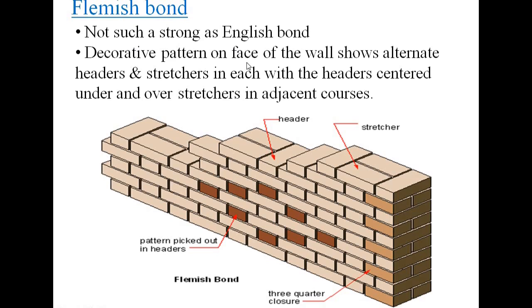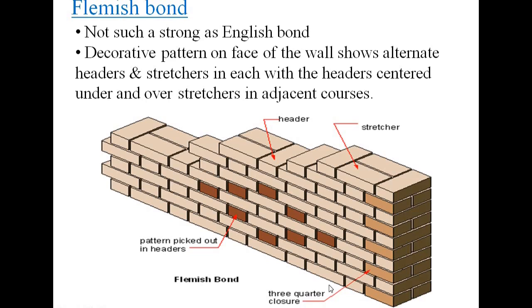The decorative pattern on the face of a wall shows alternate header and stretcher in each course, with the header centered under or over a stretcher in adjacent courses. Here you can see the header is there, and here the stretcher is there. Again a stretcher is there, and between two bricks a header is inserted. Again a stretcher course, again a header facing brick. So this is a pattern picked out in the headers. Here you can pick out the pattern, so you can use different types of bricks for decorative purposes.